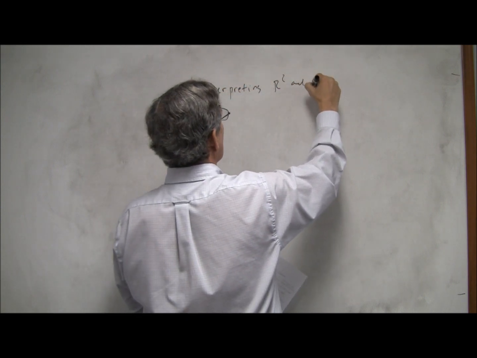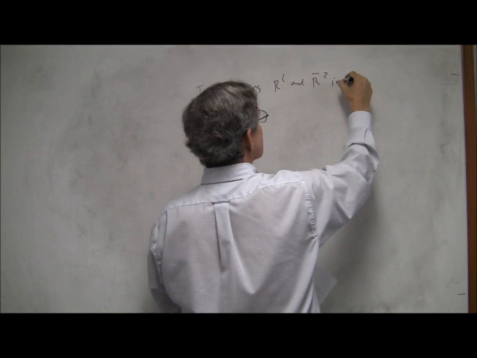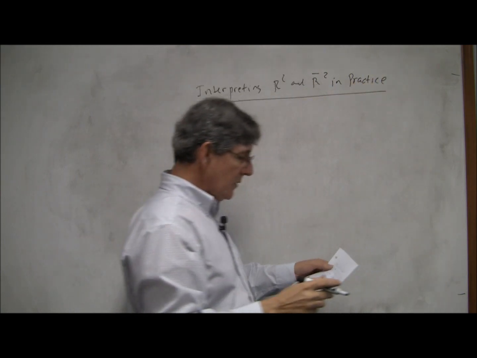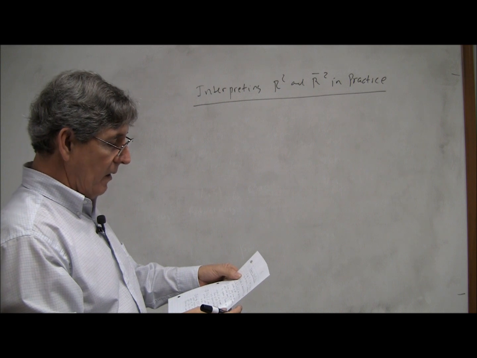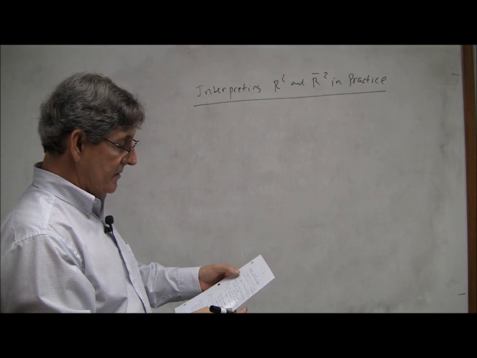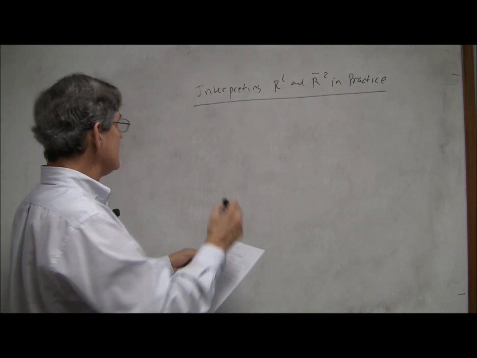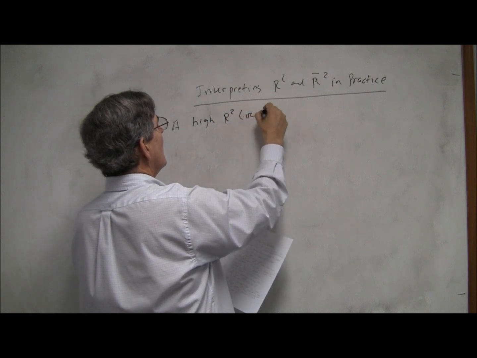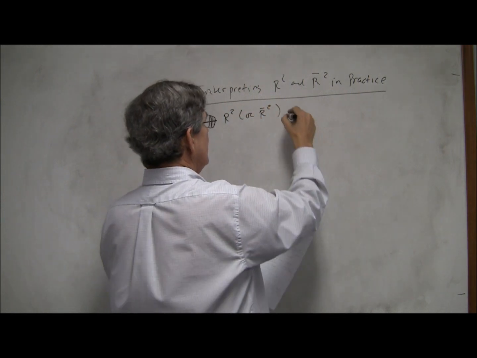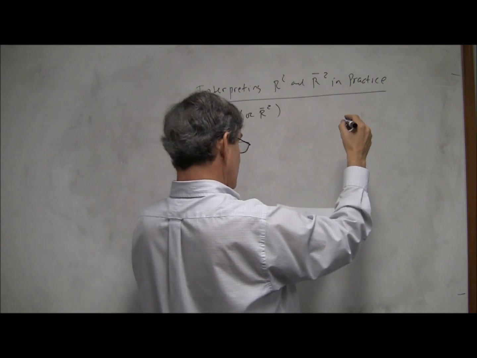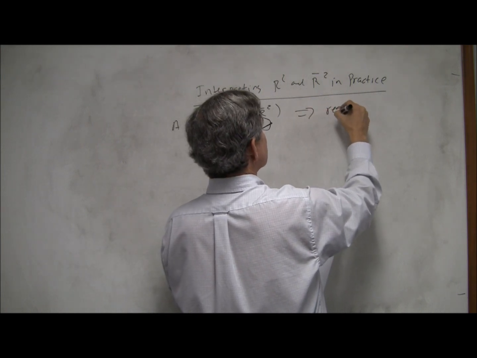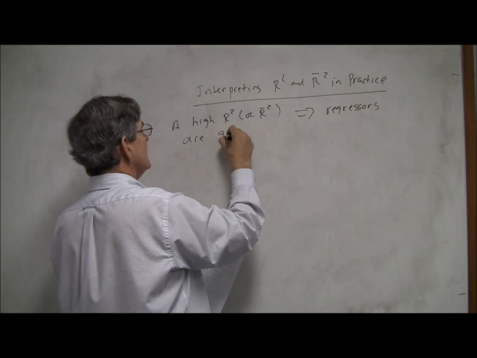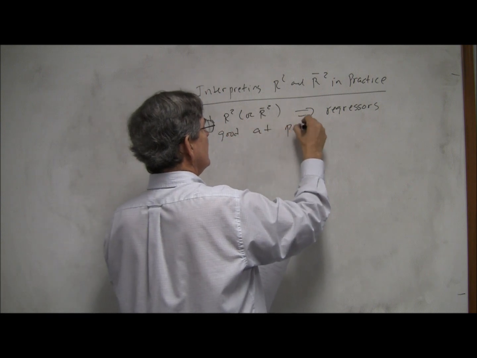Now, the last point on this specification is interpreting R squared and R bar squared in practice when you're actually doing this stuff. What do they mean? A lot of people see a high R squared or a low R squared, and they come to some wrong conclusions. So a high R squared, or R bar squared near 1, implies that the regressors, the x's, are good at predicting y.